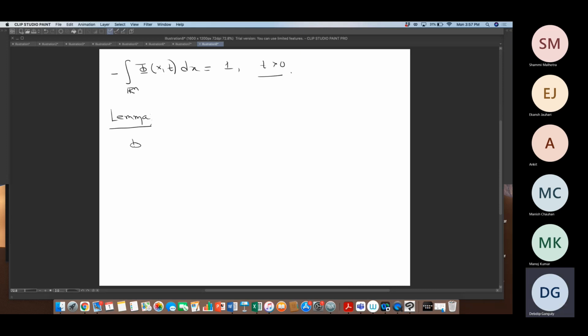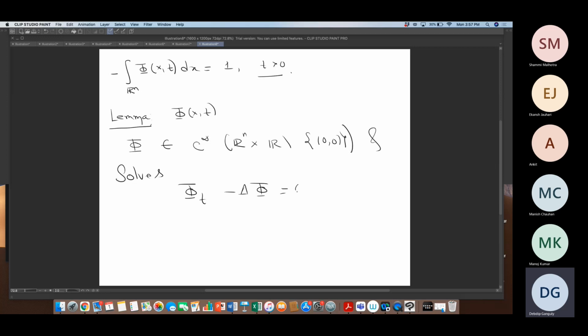Lemma: phi, you know, is C infinity on Rn cross R minus 0, phi is of course phi of x, t, the fundamental solution, and it solves phi t minus Laplacian phi equal to 0 in Rn cross R minus 0. And the integral of phi is 1, so this I have proved.